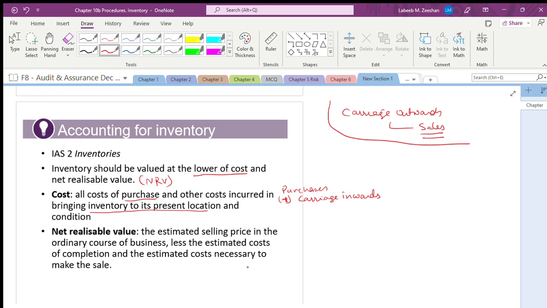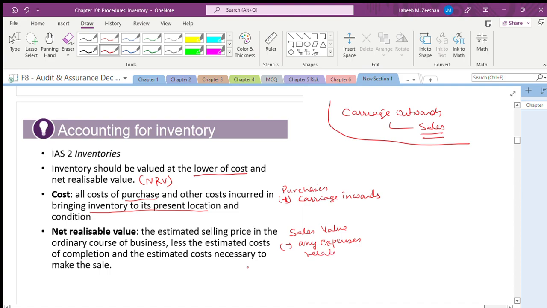Net realizable value: what is the estimated selling price in the ordinary course of business? That is the sale value, and from the sale value you have to deduct any expenses related to sales. That is very important. Any doubt? Ask me.